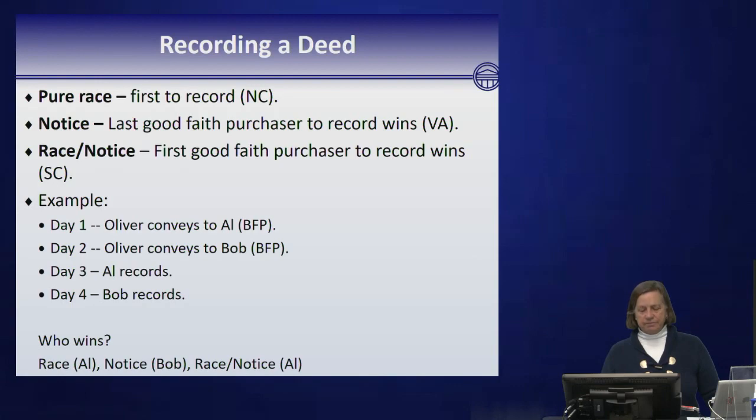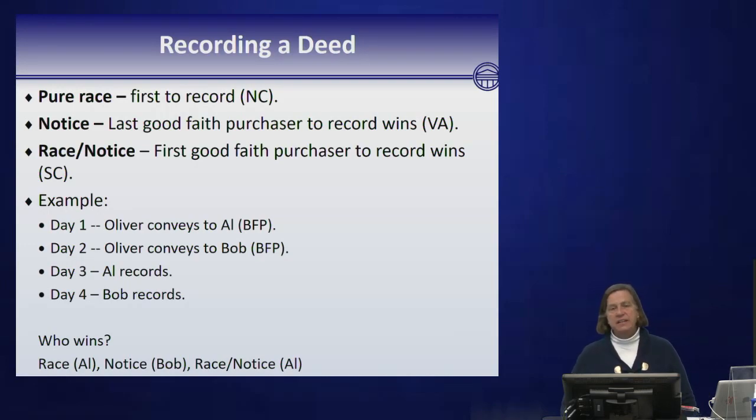So here's your hypothetical. On day 1, Oliver conveys a piece of property to Al, who is considered to be a bona fide purchaser. That is, he's bought the property without notice that it's been conveyed to anyone else. On day 2, Oliver conveys the same property to Bob, who is also a good faith purchaser. On day 3, Al records. On day 4, Bob records. And so the question is, who wins? Who owns the property? Well, it depends on what kind of recording statute you have, and what state you're in. So if you were in a pure race state like North Carolina, Al would win.